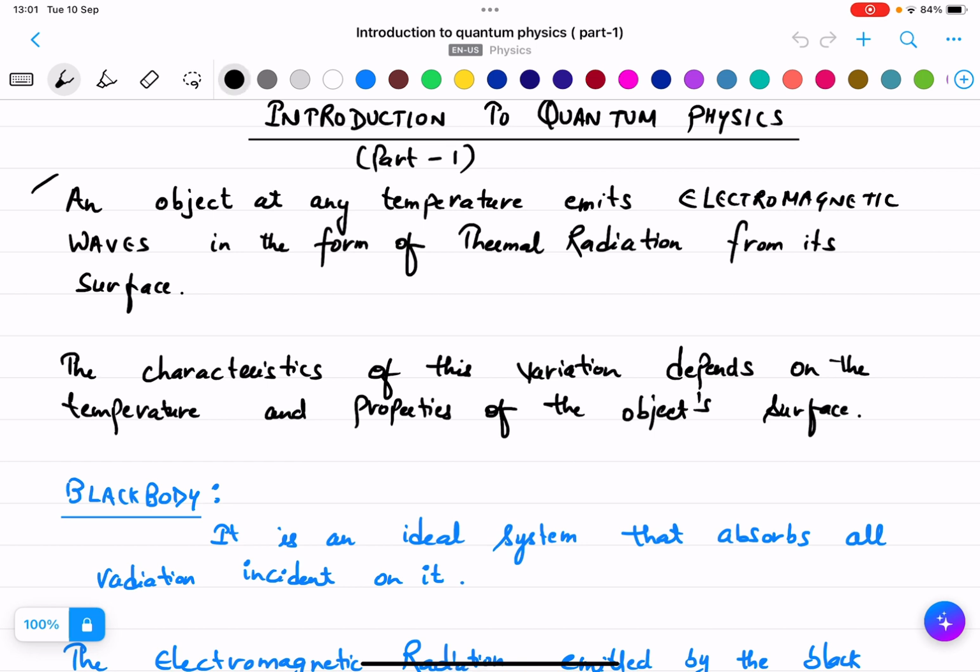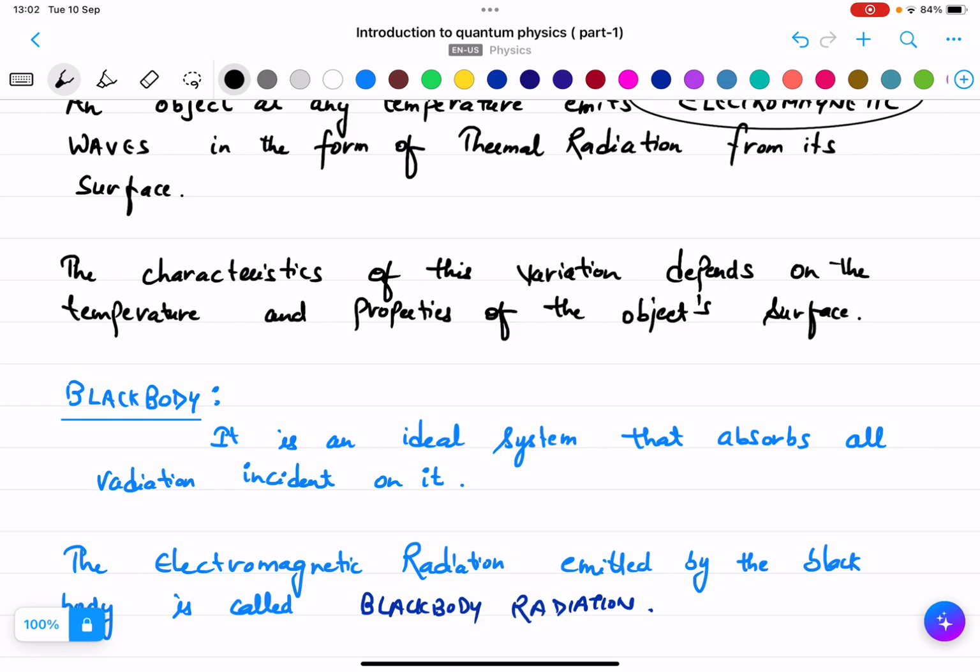As it is mentioned here, an object at any temperature emits electromagnetic waves. This is very important. If there is any object in the room, anything, at any temperature, it always emits electromagnetic waves in the form of thermal radiation from its surface. Any object, like a table, duster, a window, anything, always emits electromagnetic waves. The characteristics of this radiation depend on the temperature and properties of the object surface.